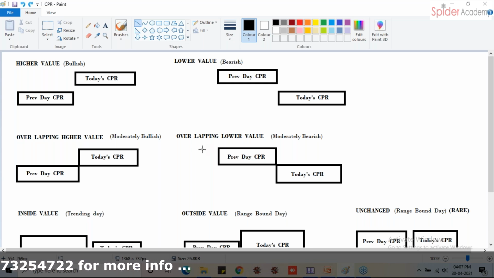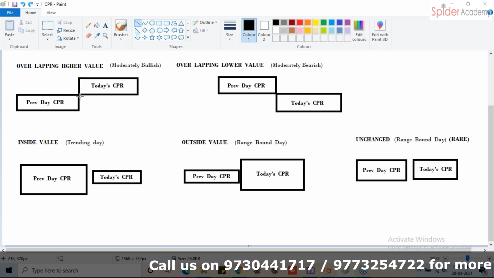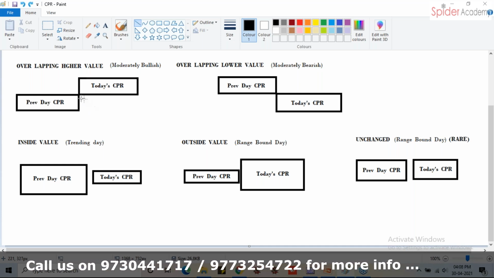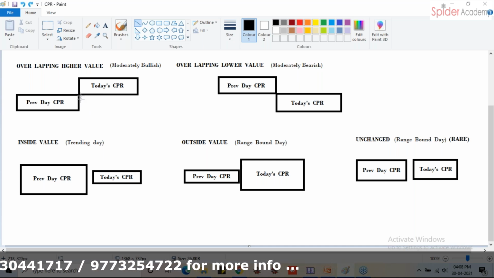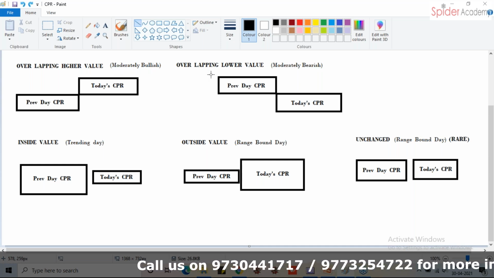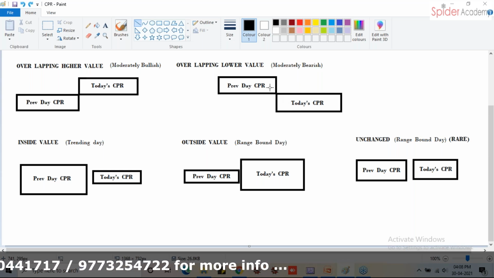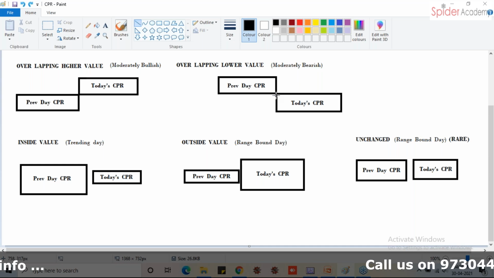After that, we have overlapping higher value. What does that mean? It means that today's CPR is overlapping the previous day's CPR higher. If this is happening, then it tells us that it is moderately bullish. After that, we have overlapping lower value CPR. What does that mean? If today's CPR levels are overlapping the previous day's CPR level lower, this says moderately bearish.